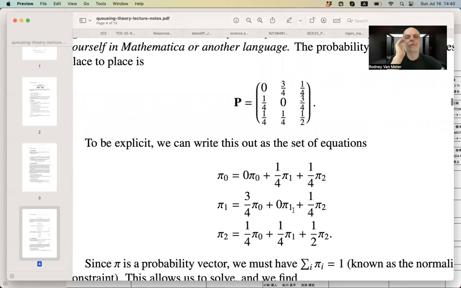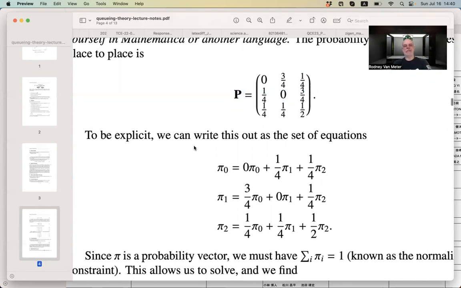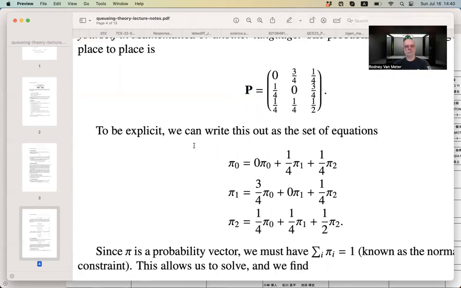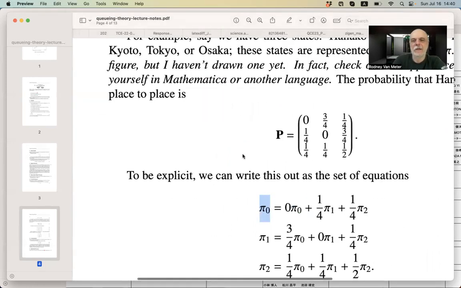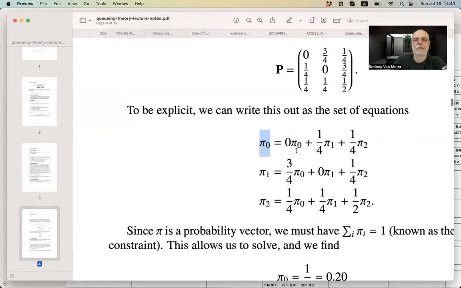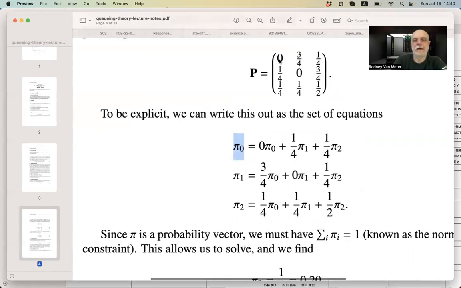So this matrix P here, the probability transition matrix, we can write this out as a set of equations, where in this case, this pi sub 0 here, that's the zeroth entry in our vector pi. So this represents Kyoto, corresponding to the first column there.